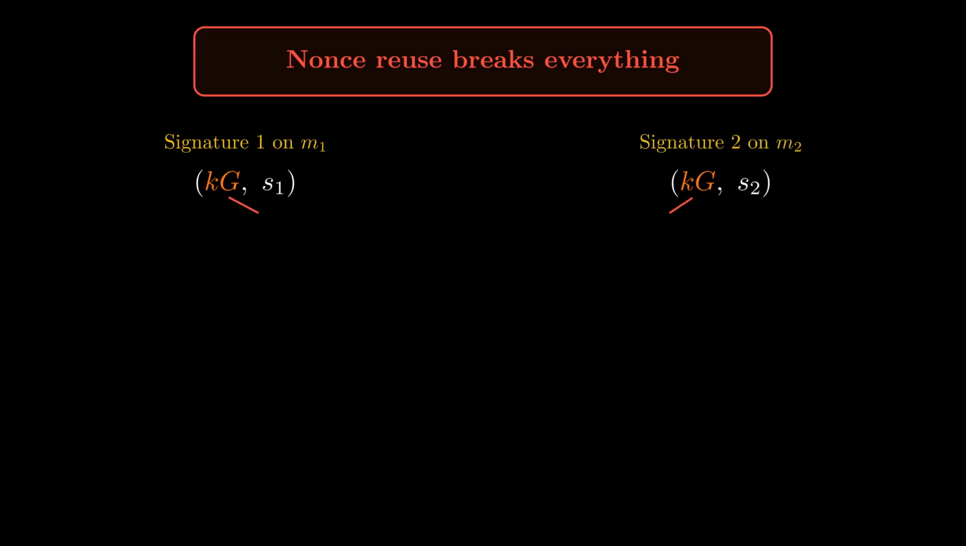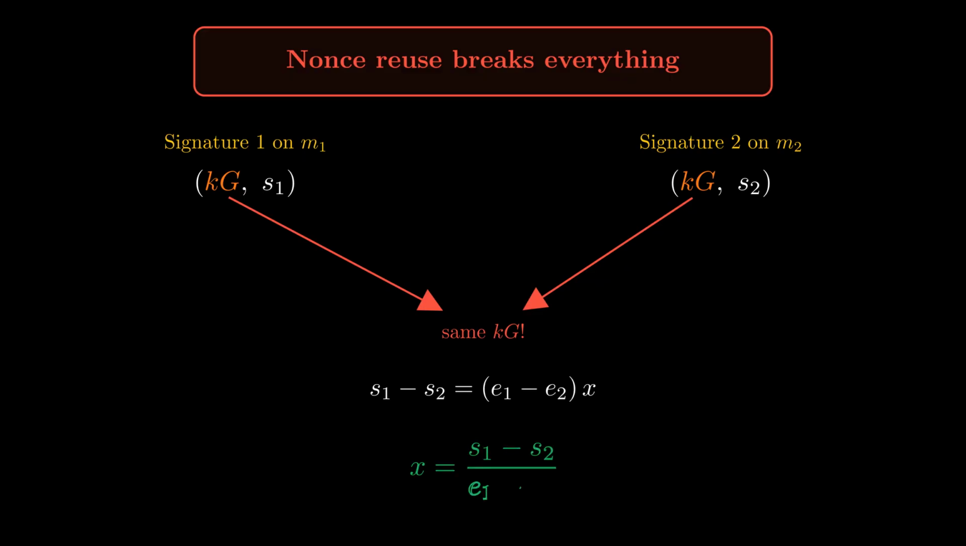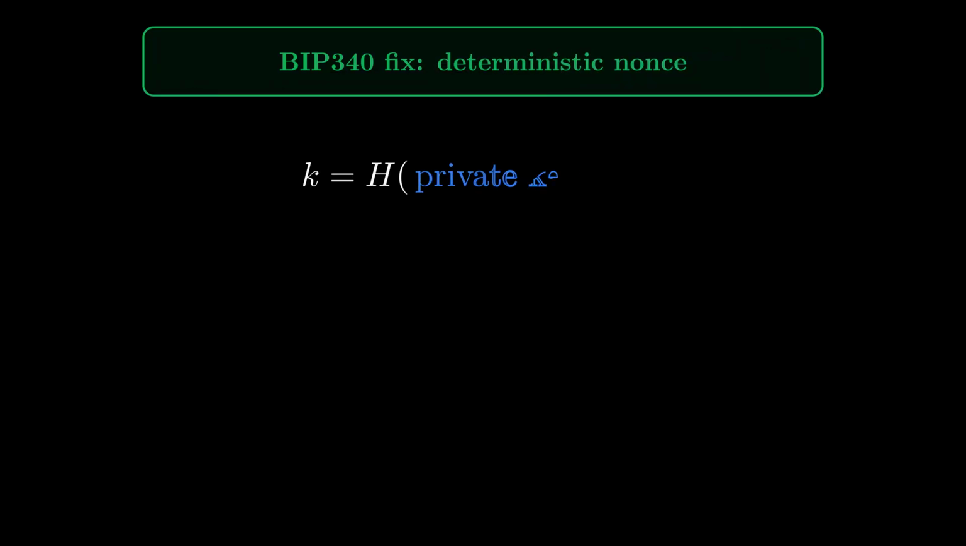One warning before we close. The nonce K is not just randomness, it's security critical. If K is predictable or worse, reused across 2 signatures with different messages, anyone can subtract the 2 equations and solve directly for X. Real wallets have been emptied this way. BIP340 specifies deterministic nonce generation, using a hash of the private key and the message, eliminating the entropy failure mode entirely.